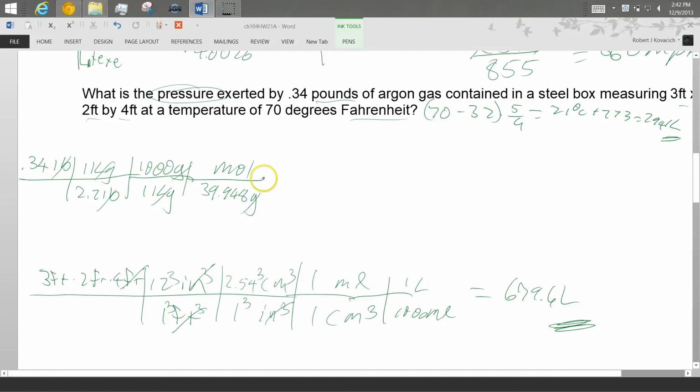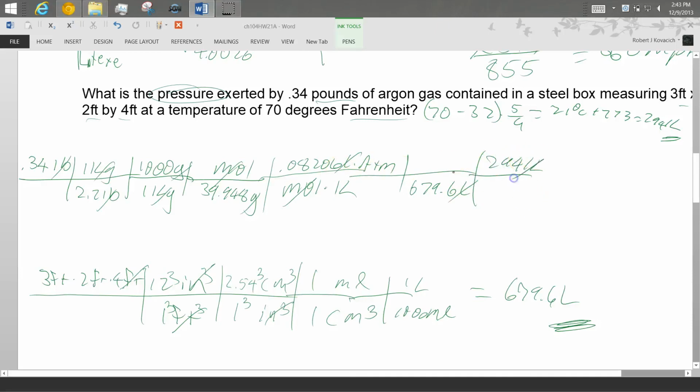So now I've got moles. And so I need to get rid of the mole thing. So I'll use my 0.08206 liters, atmospheres, moles, Kelvin. So my moles cancel out. And then I've already got my liters. We just calculated that one as 679.6 liters, so the liters cancels out. And then my Kelvin is 294 Kelvin, so that cancels out. And the only unit I have left is this ATM number. And then this works out to be 0.1. It's only 0.1 because I've just got the 1 sig fig for the 2 and the 4 and the 3. Oh, I'm sorry, ATMs, because it's pressure. ATM.